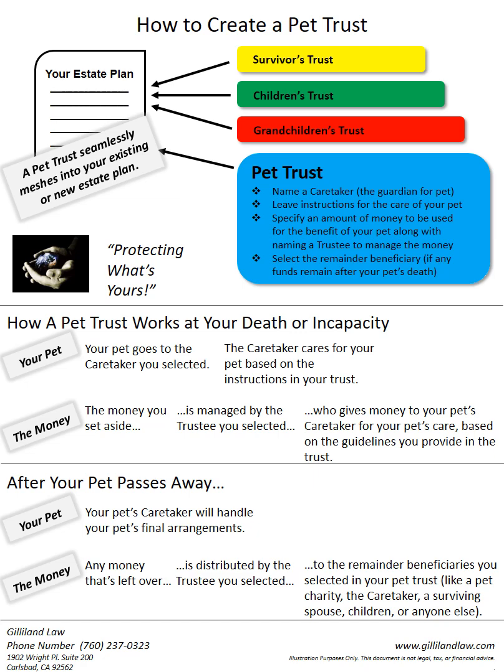Then also in the trust, you want to leave instructions for the care of your pet. You want to specify how you want your pet to be taken care of, the level of veterinary care, the types of meals. You can really put anything in there, or it could just be blanket that you want somebody to make sure they take care of your dog or your cat or your horse or whatever it may be. You need to specify an amount of money to be used for the benefit of your pet, along with naming a trustee to manage the money.